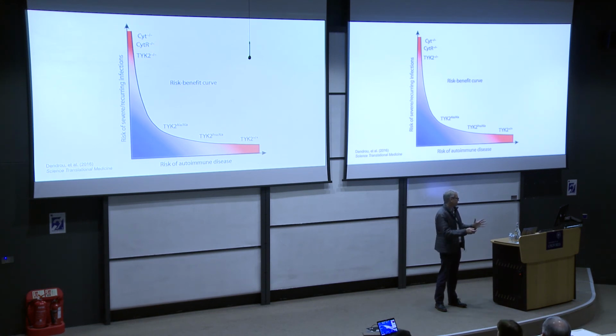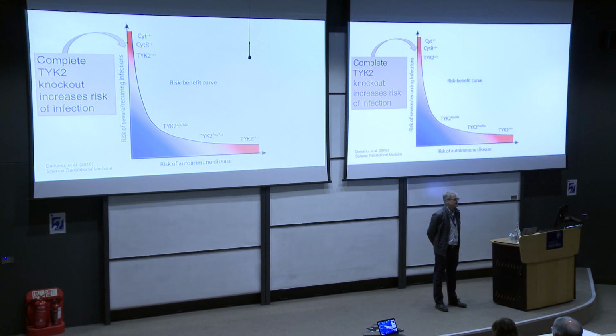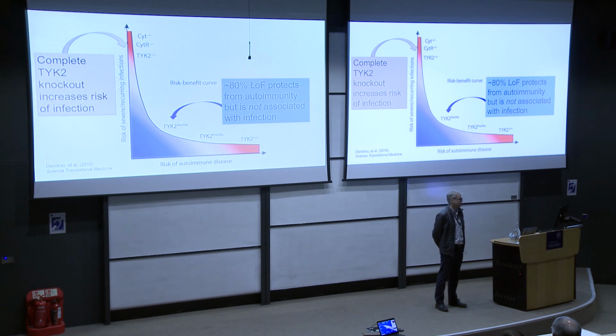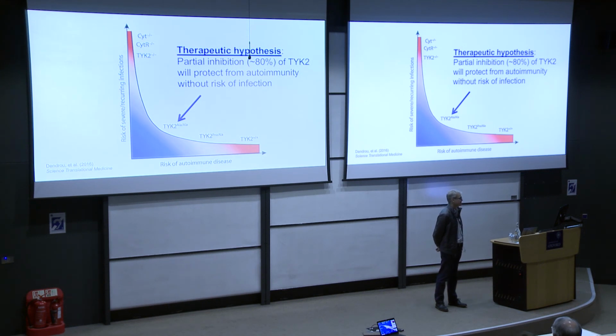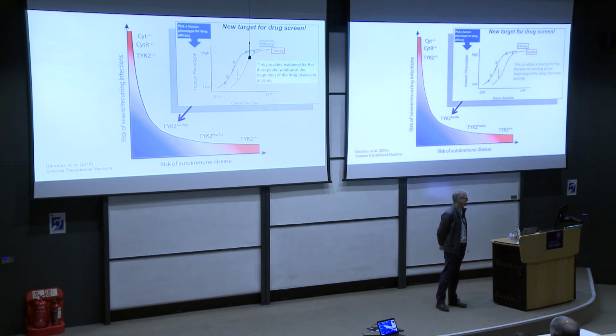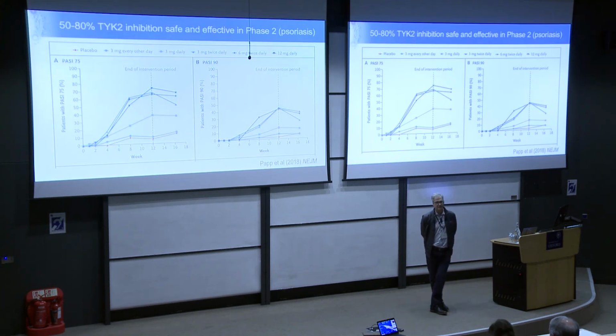So if you put it together, you actually have a curve which is another version of these dose response curves. If you completely knock out TYK2, you have immunodeficiency, you have increased risk of infection. Partial loss of function in the order of about 80% is associated with protection from autoimmunity, but no increased risk of infection. And so therefore, the therapeutic hypothesis is partial inhibition at a range of 50 to 70% should be therapeutically beneficial. And again, a starting point for a drug discovery journey. I've been telling this story for a few years, and then very recently, BMS published their clinical trial data in psoriasis.